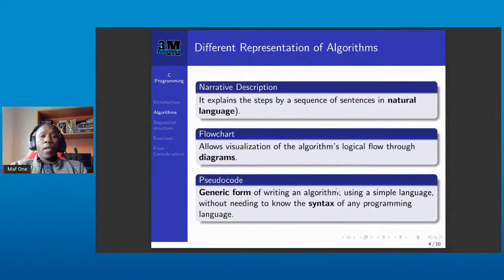So, different representations of algorithms. We have the narrative description, the flowchart and pseudocode. Narrative description is just to describe your algorithm or your solution in words. That can be in English or any other language. In flowcharts, we use diagrams to present a logic, a sequence of steps to solve the problem. In pseudocode, we have some conventional syntax that we use to create the steps of the problem, but that doesn't need to be in any specific language. That can be in English, for example.